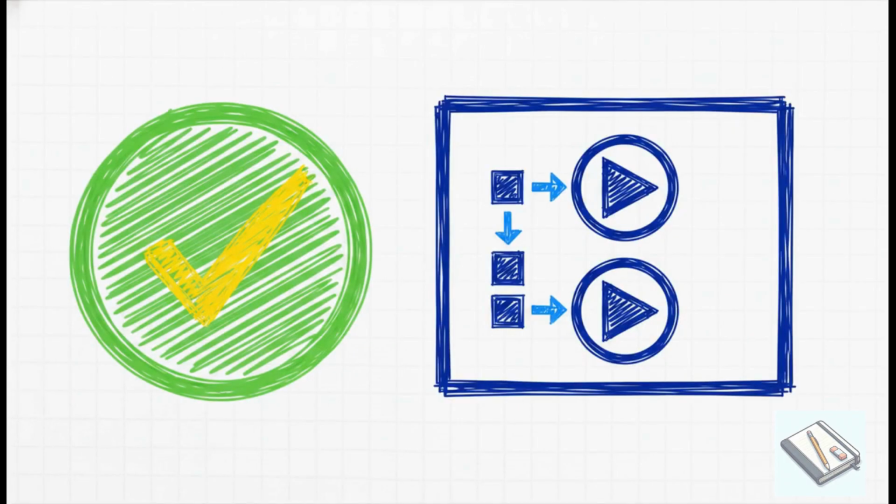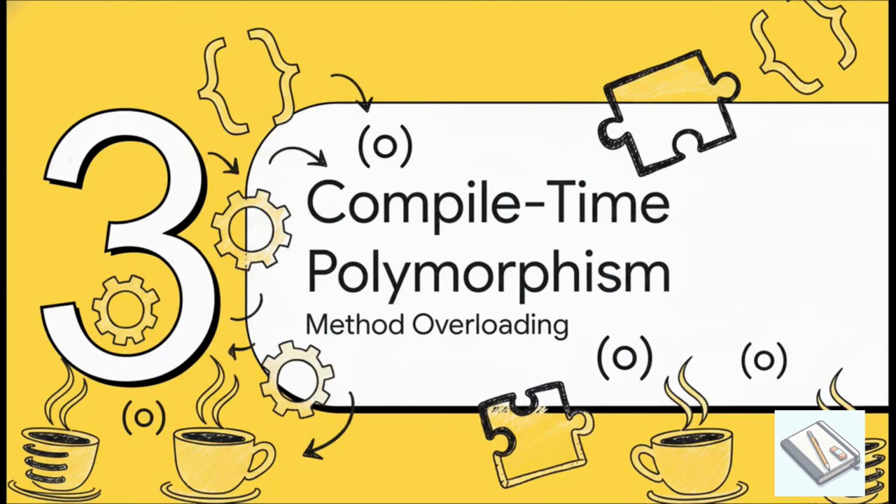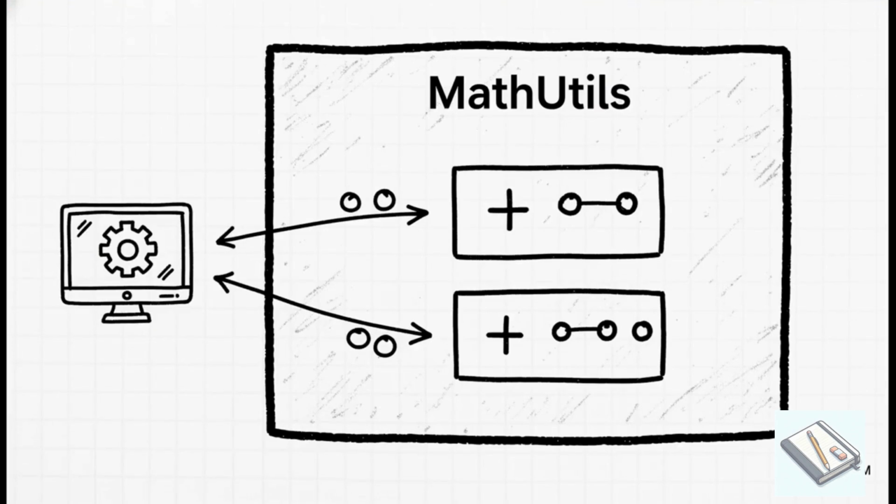You bet. The answer is absolutely yes. And we do it through a different technique called method overloading. So let's check out our second flavor of polymorphism. This one is known as compile-time polymorphism, and it's all about that method overloading we just mentioned. Now this works completely differently. With overloading, we're working inside a single class. Look at this MathUtils class. We've got two methods, and they're both named add.